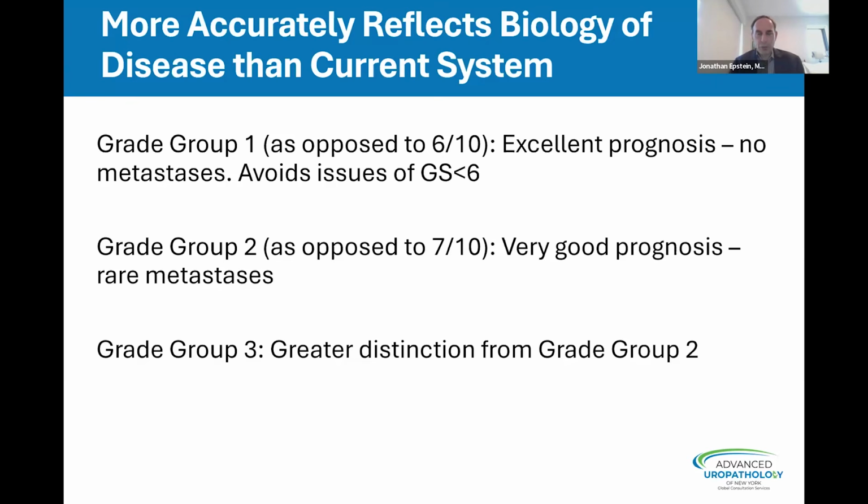Grade group 2, as opposed to a 7 out of 10, which sounds not that great, since it's closer to a 10 than, for example, a 1. But grade group 2 is closer to a 1. It has a very good prognosis, rare metastases.